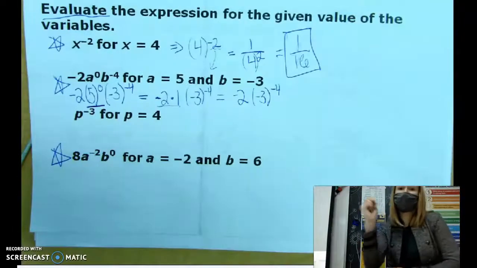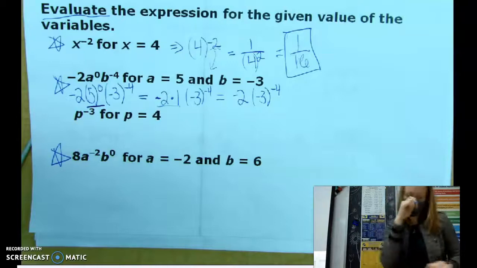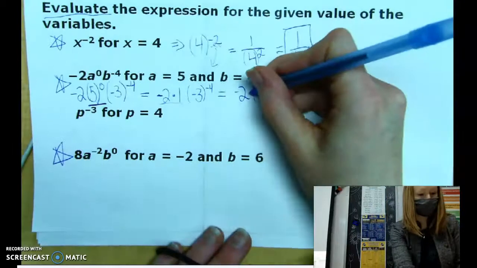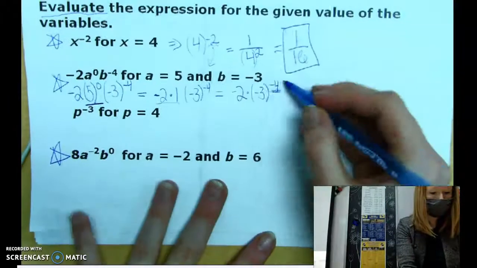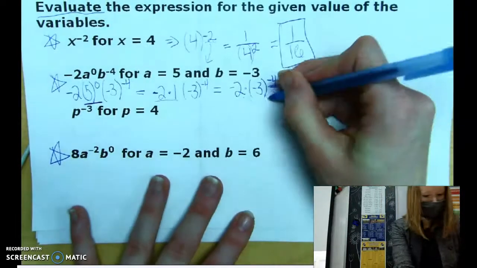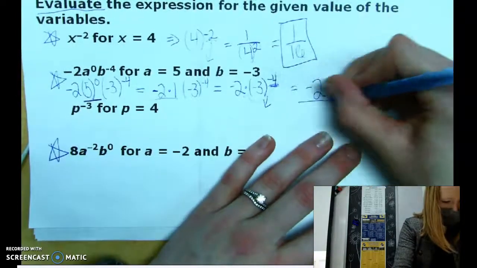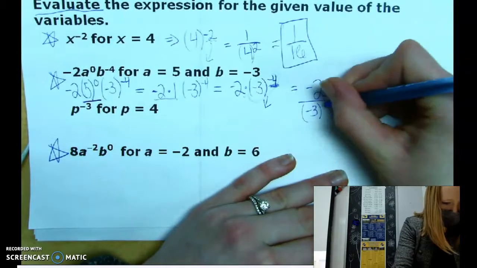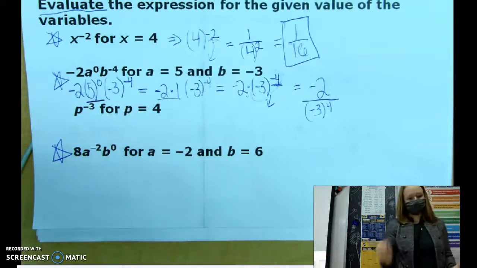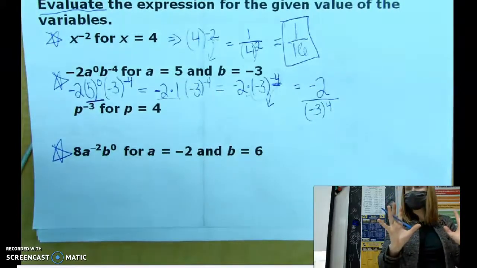This is where we get a little bit confusing. Only we have that negative exponent, right? So we got to change the attitude. Only the item with the negative attitude is going to move. So that negative 2 is going to stay exactly where it is. And only that negative 3 to the negative 4th power is going to move. So I'm going to get negative 2 over negative 3 to the positive 4th power. Right? So remember, only the item with that negative attitude is going to move. Everything else stays where it is.